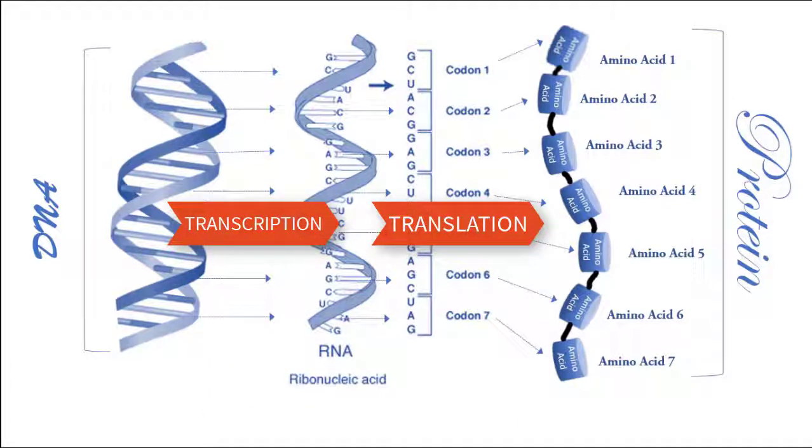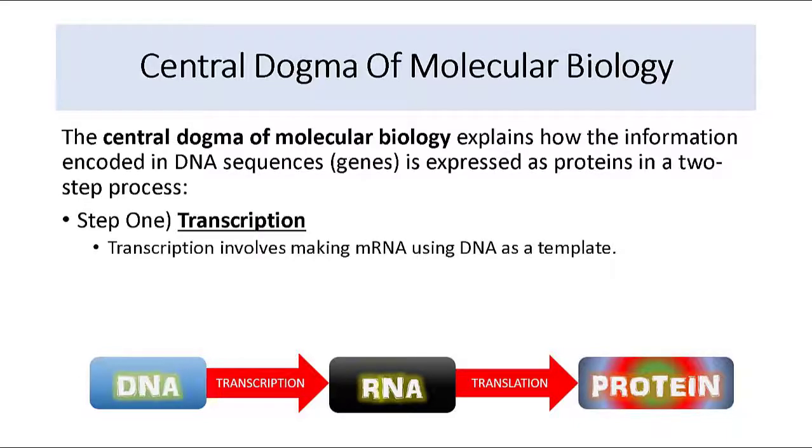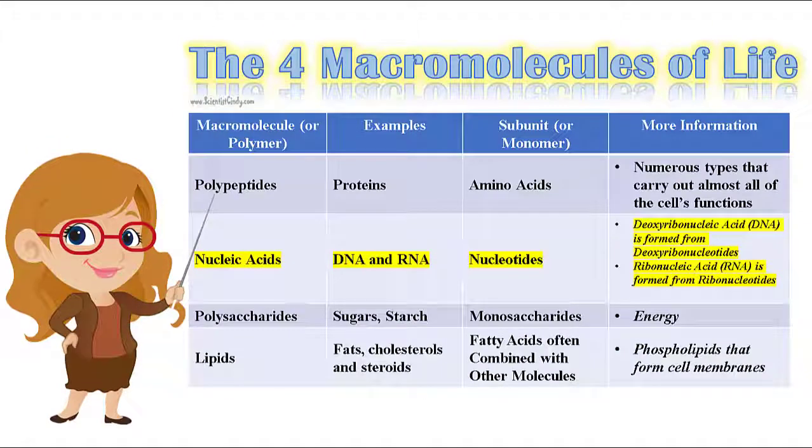The central dogma of molecular biology states that the information encoded in DNA sequences, known as genes, is expressed as proteins. This process is done in two steps. Step 1 is transcription. Transcription involves making messenger RNA using DNA as a template. Step 2 is translation. Translation is the process in which the mRNA sequence is translated into an amino acid sequence to form a protein. DNA and RNA are both polymers of nucleotides.